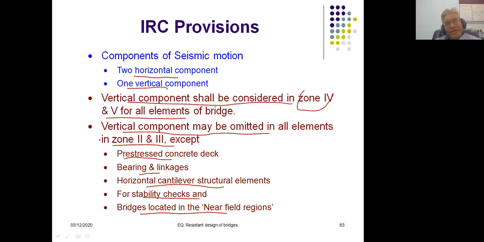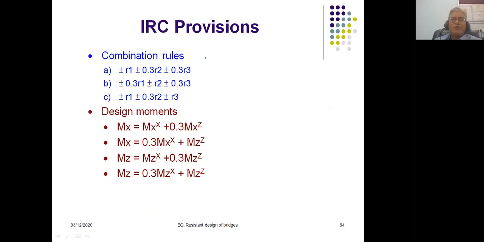So even in zone 2 and 3, you need to account for a vertical component in such cases, right? You need to go for combination rules. These combination rules as per IS 1893 are 100-30-30. So 100% you consider in the design direction and 30% in the other two directions. So two horizontal components and one vertical component. So 100-30-30 rules. Consider 100%. So when I'm considering the moment in X direction, 30% of the moment in Z direction also needs to be considered. So these are the design moments to be considered.